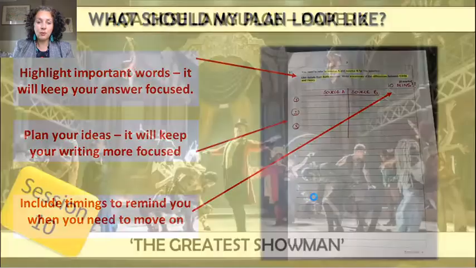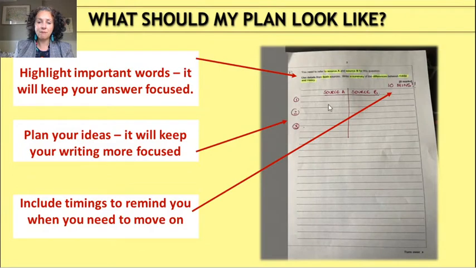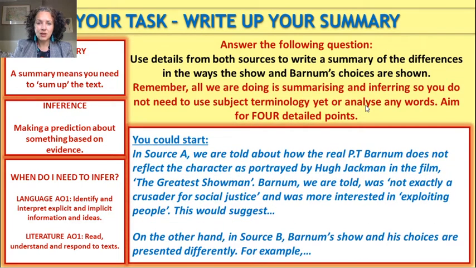Aim to have 4 detailed points. So for source A here, here we go. Aim to have 4 points, 1, 2, 3, 4. 4 things you can say about source A. He exhibits exotic animals, he exhibits bewildered indigenous people, he exhibits dwarfs, and he exhibits fakes. Source B is different, isn't it? Because it focuses just on that one child, and it actually looks slightly less harsh.